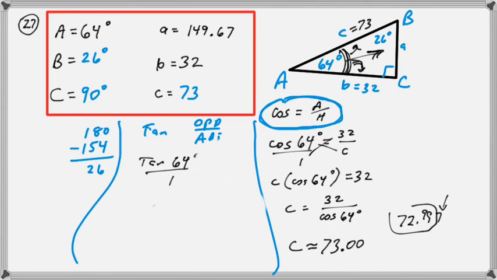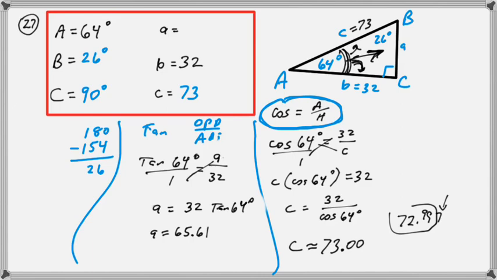What should the tangent of 64 equal? What is opposite? Opposite 64 degrees is A. But what's adjacent? 32. So hopefully this will work out better. Tangent of 64. Bear with me, I'll punch it in. So that makes A into 65.61. Now let's check again.